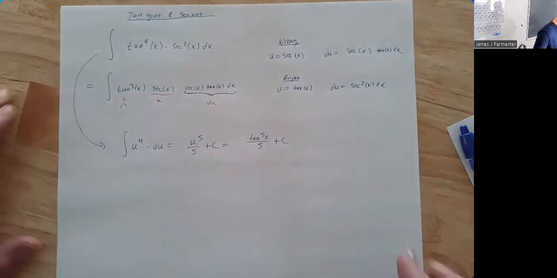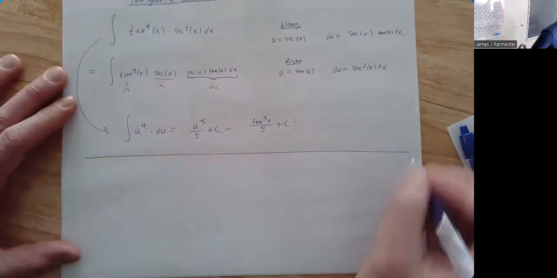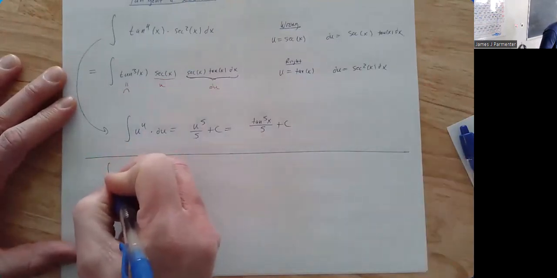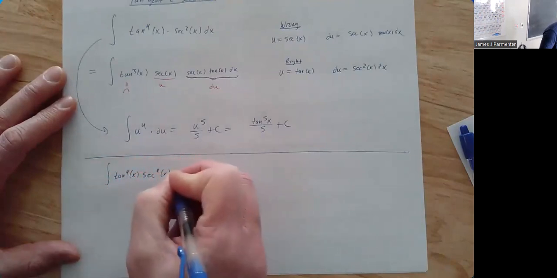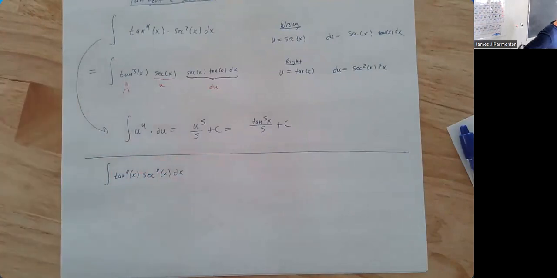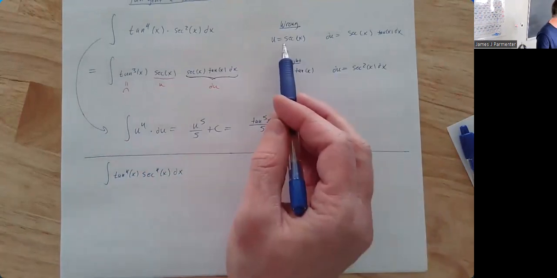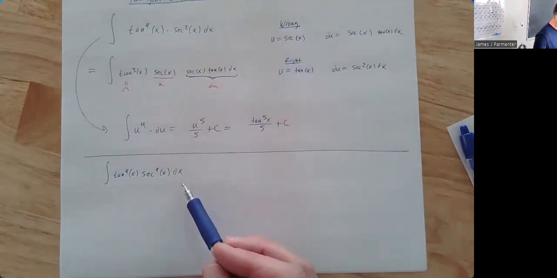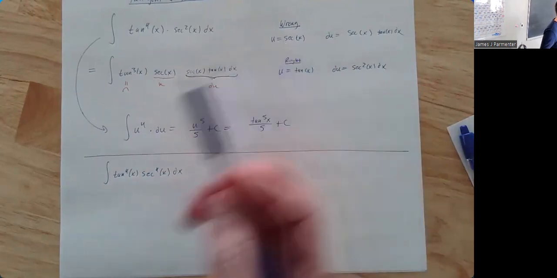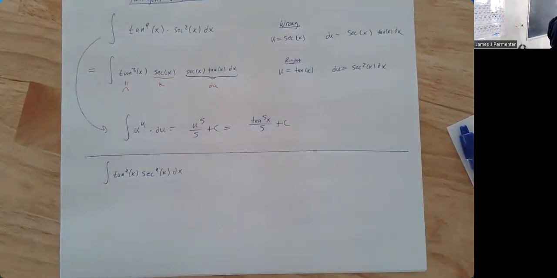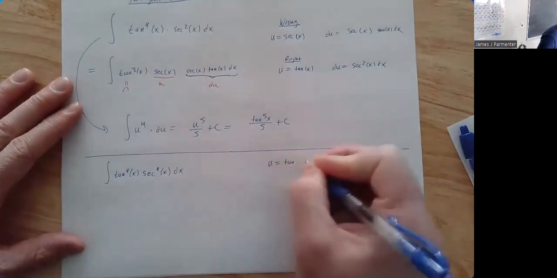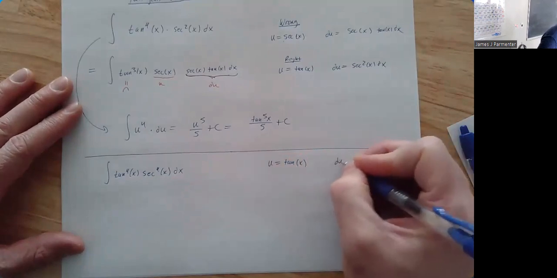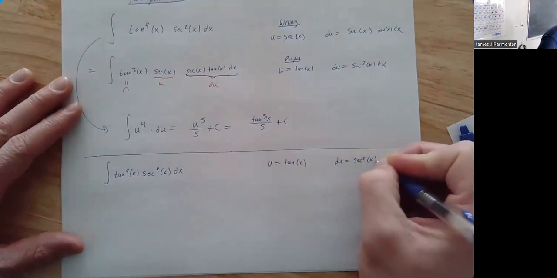It's a little more interesting if you have higher powers, like tangent to the fourth x and secant to the fourth x. So now we're going to make the same choice as we did before. I don't want to let u equal secant this time, for the same reason I didn't last time. I don't want the other function, tangent in this case, to have an odd number left over. So if we pick u equal to tangent, again our du is equal to secant squared x dx.